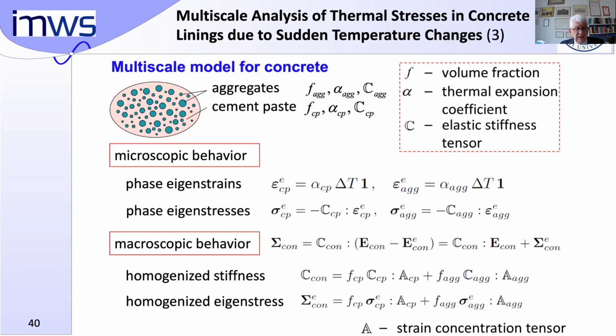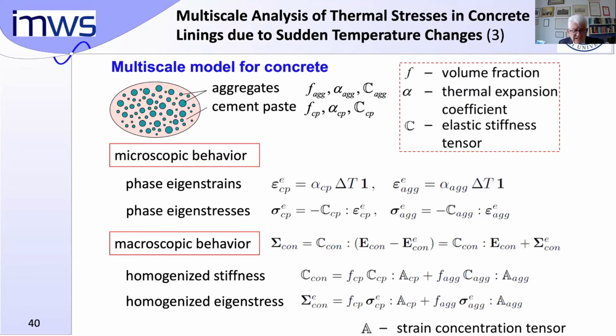Well, I cannot save you from a little bit of mathematics. I'm describing now briefly the multiscale model for concrete. What you see here is a representative volume element. The pink part refers to the cement base, and the little spheres actually should be the aggregates. Three quantities are relevant: the volume fractions, the thermal expansion coefficients, and the elastic stiffness tensor.